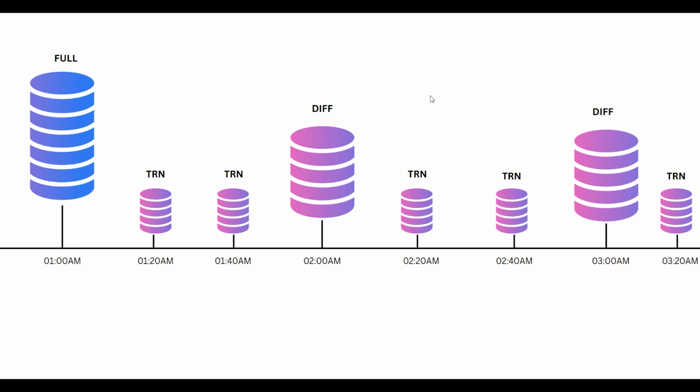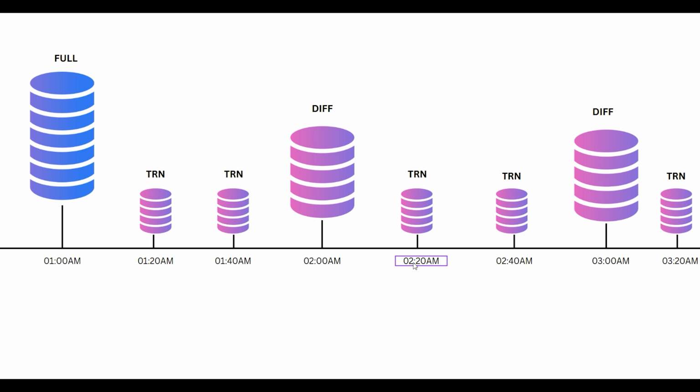Now let's look at this timeline. This timeline shows how you can plan your database backups to make sure that you have point-in-time recovery. Let's take full backup at 1 AM and after 20 minutes, let's take transaction log backups every 20 minutes. But in every 1 hour, let's take differential backup. And again, transaction log backup, differential backups, and transaction log backup. For example, some kind of disaster occurred at 2:20 AM.